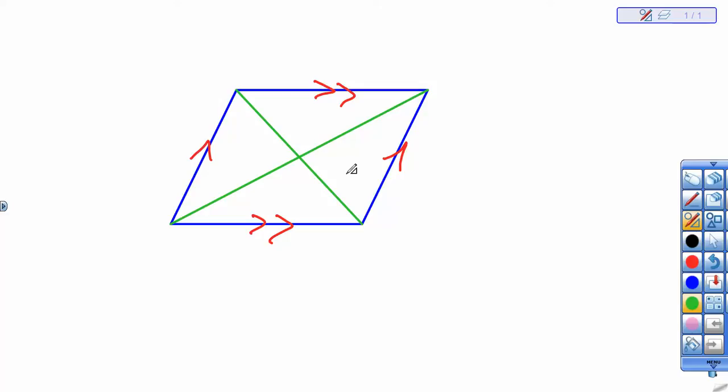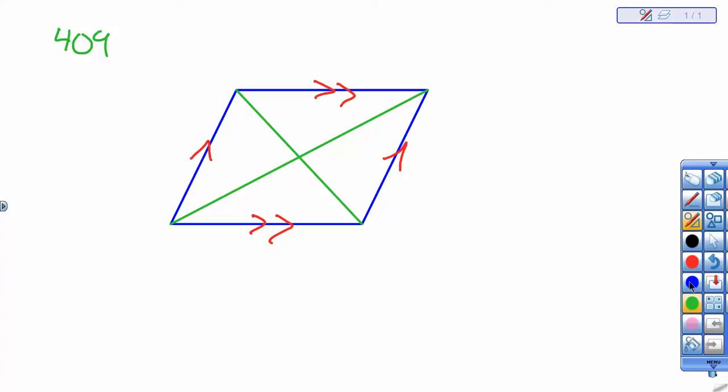If we open up our page to 409, we will be able to see that it talks about properties of rhombuses. And in there, if we take a look, there's two properties with diagonals. 645 says, if we have a rhombus, each diagonal bisects opposite angles.